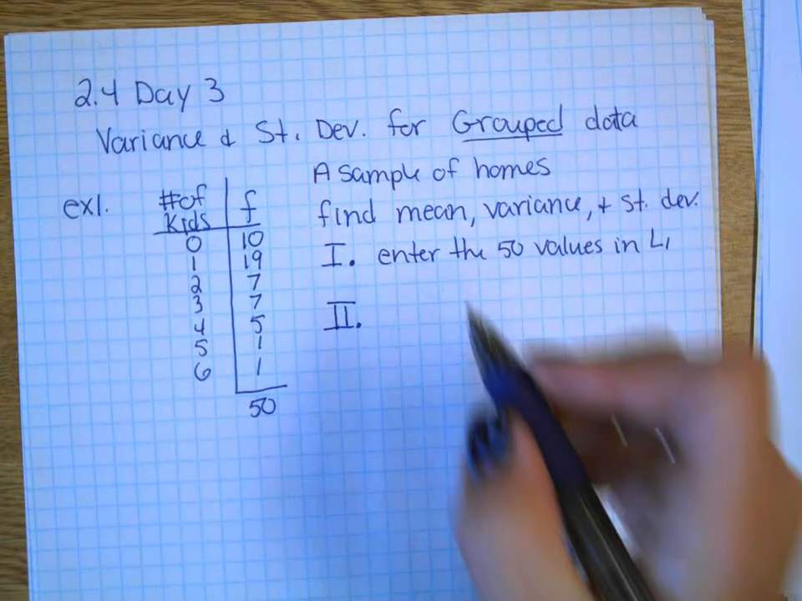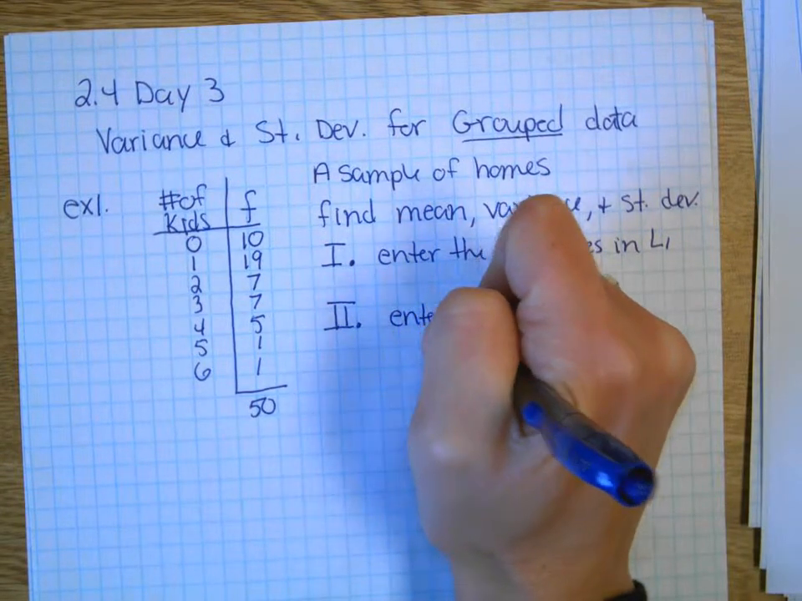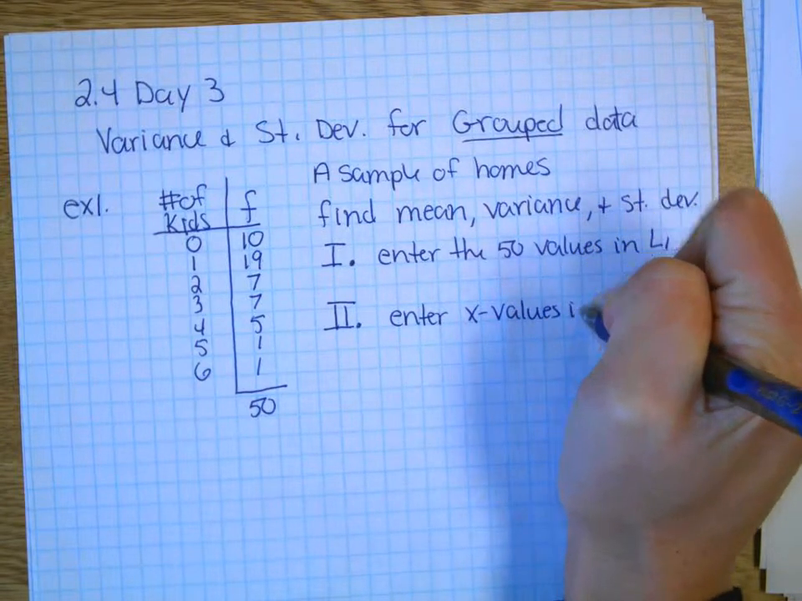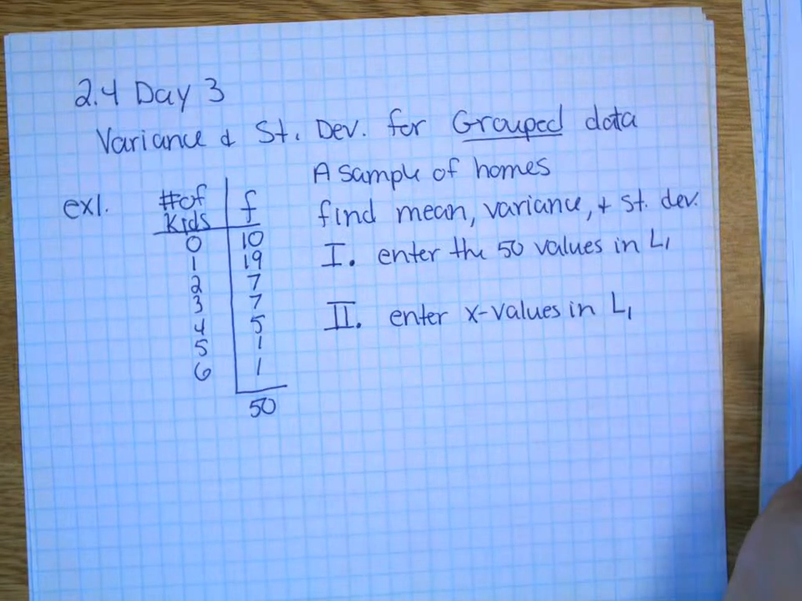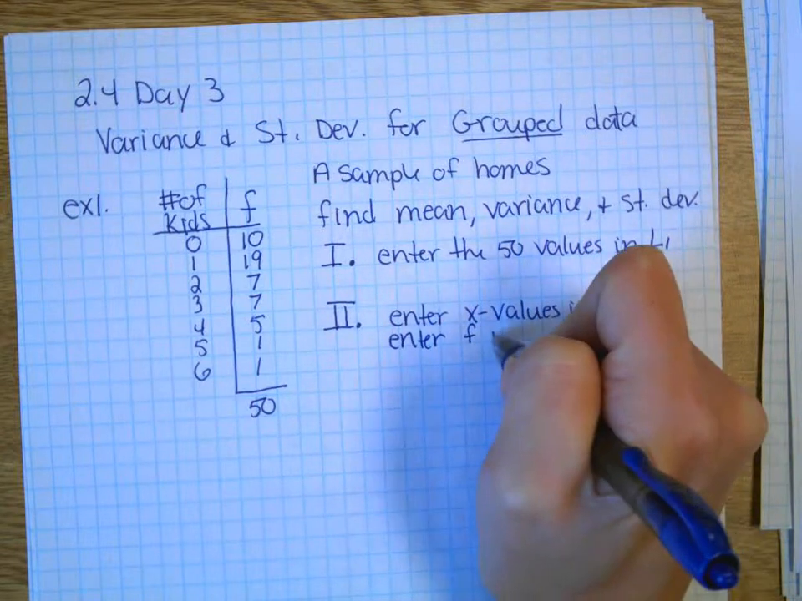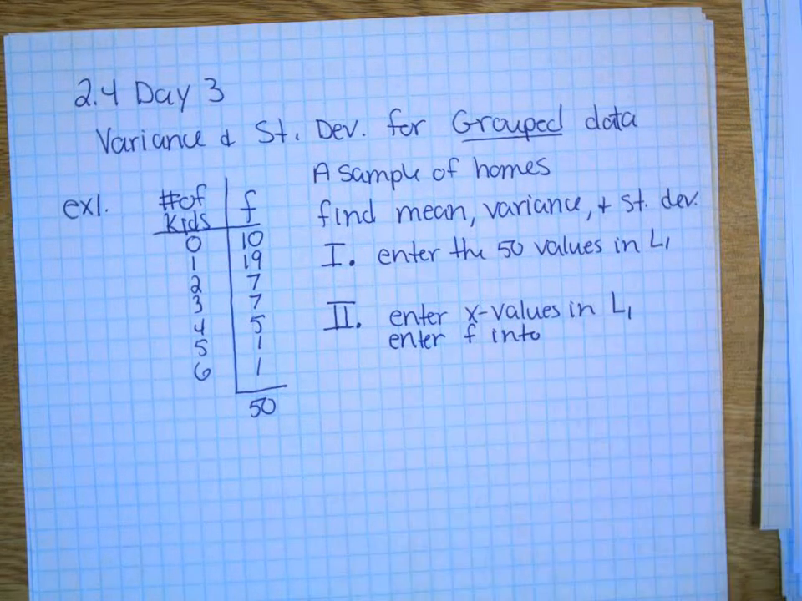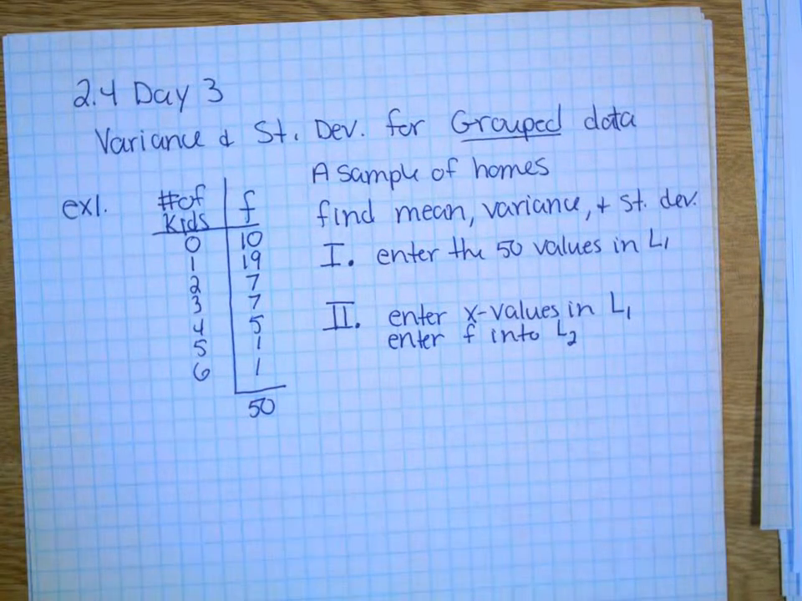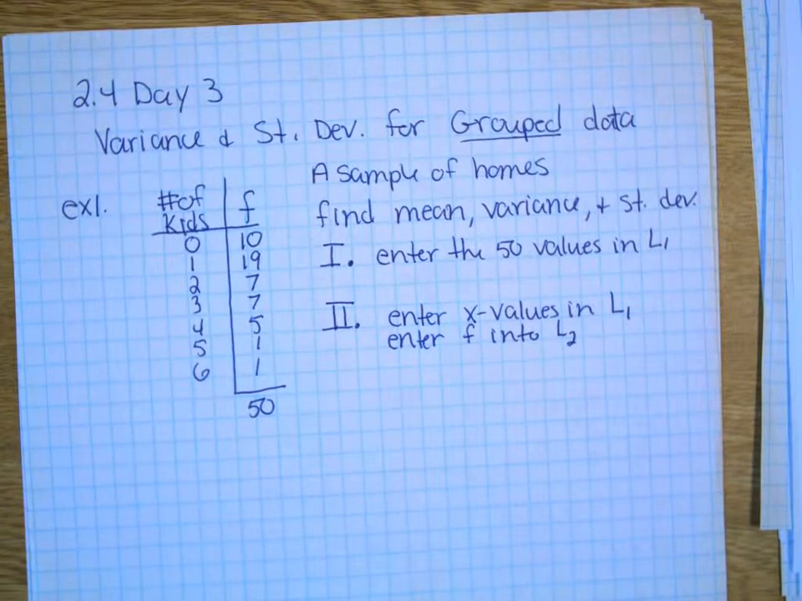So what you do with grouped data is you enter the X values into a list. We'll say list 1. Then you enter the frequencies into a second list. So we'll say L2. And then I'll show you what to do from there. So this alleviates us having to enter 50 pieces of data. So stat edit, clear out 2 lists.